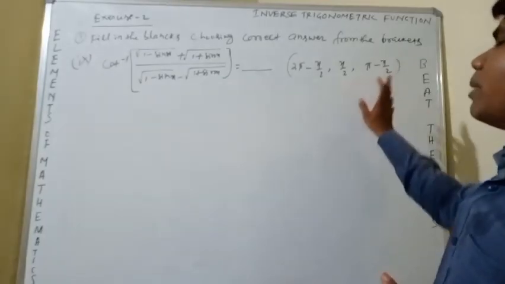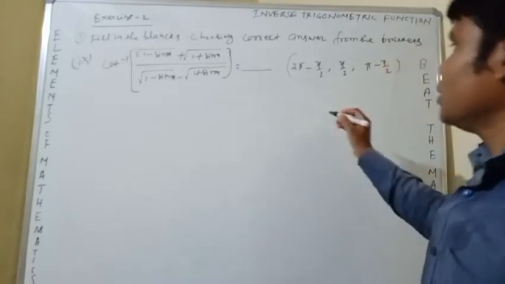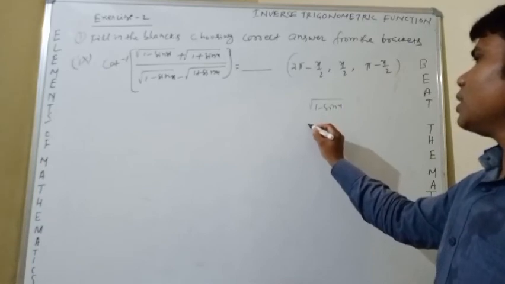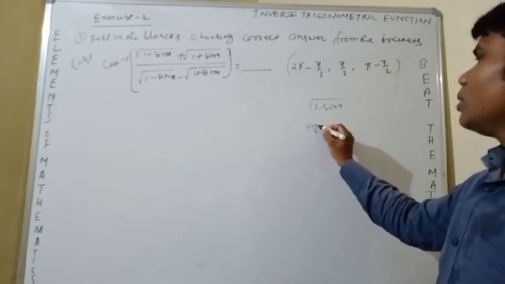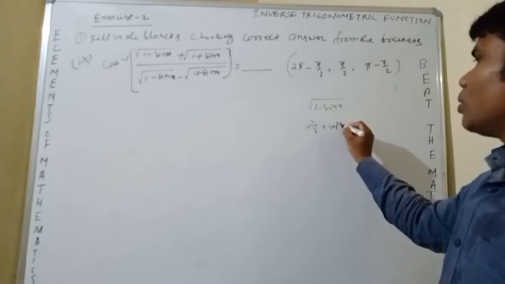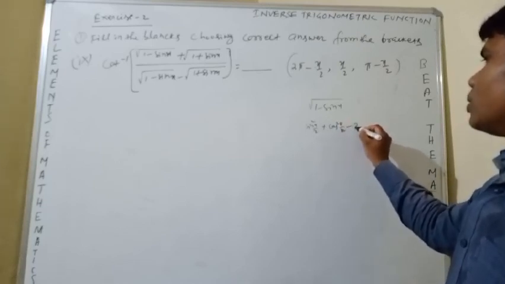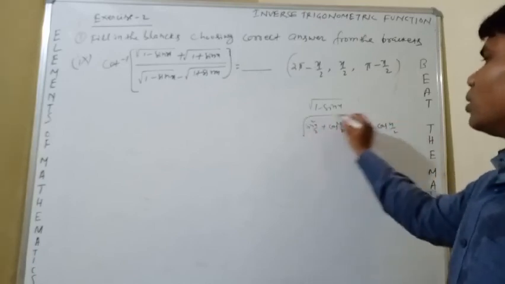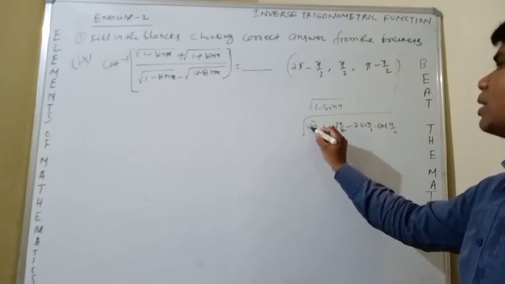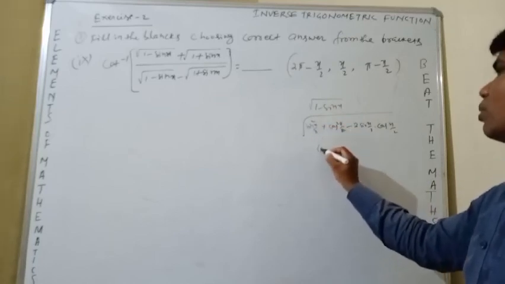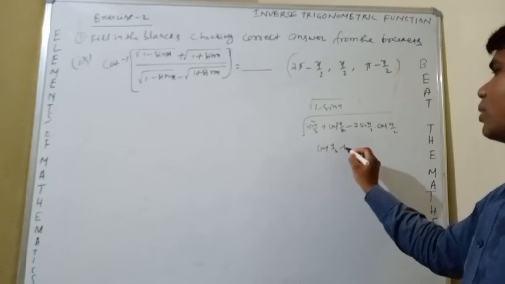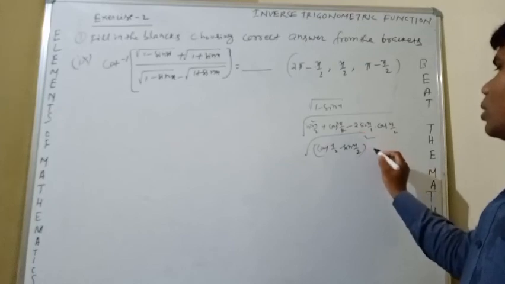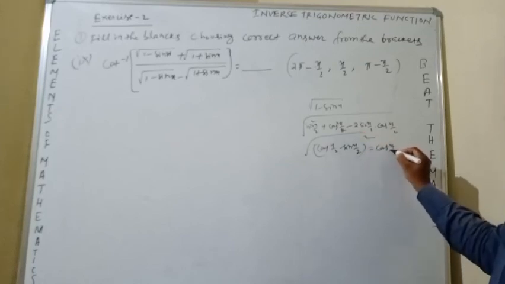You see root over 1 minus sin x, I can write it as sin square x by 2 plus cos square x by 2 minus 2 sin x by 2 into cos x by 2. I have written 1 as sin square x by 2 plus cos square x by 2. This is equal to root over (cos x by 2 minus sin x by 2) whole square. Root and square will cancel out. This is cos x by 2 minus sin x by 2.